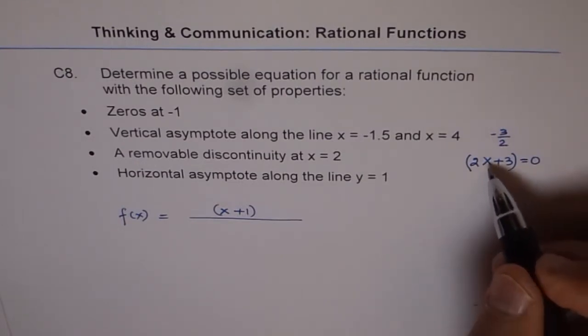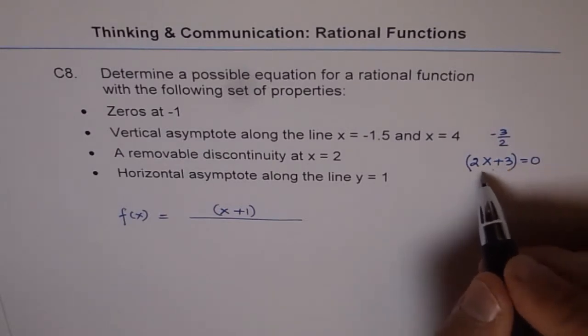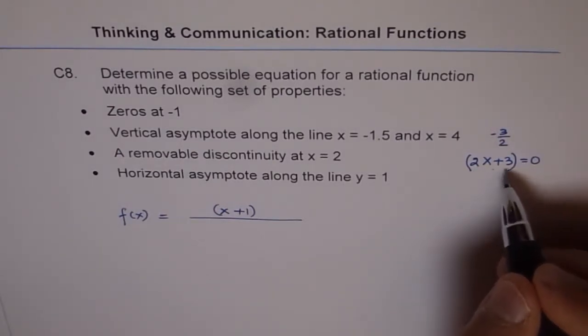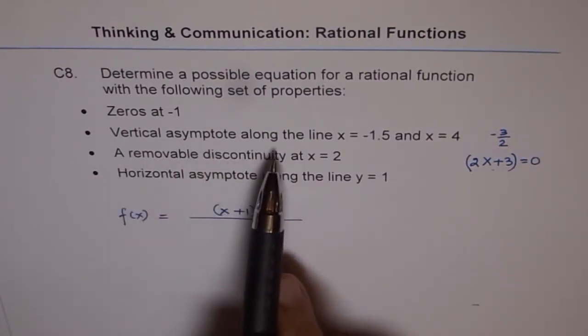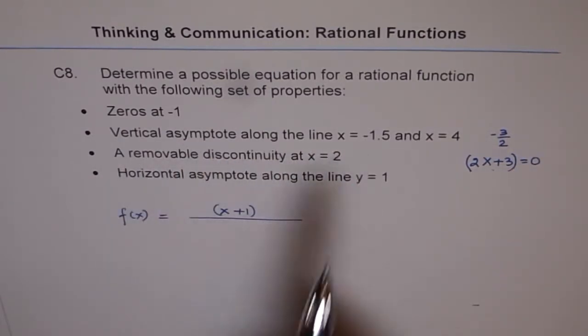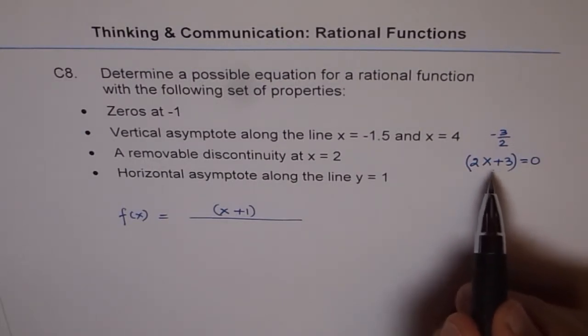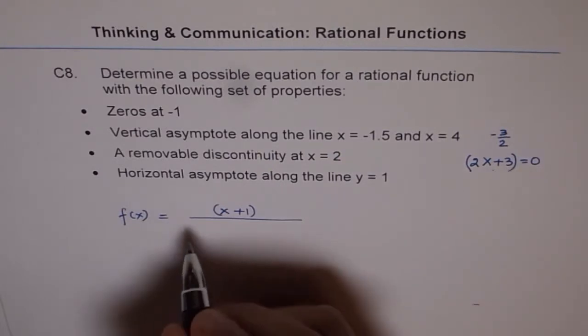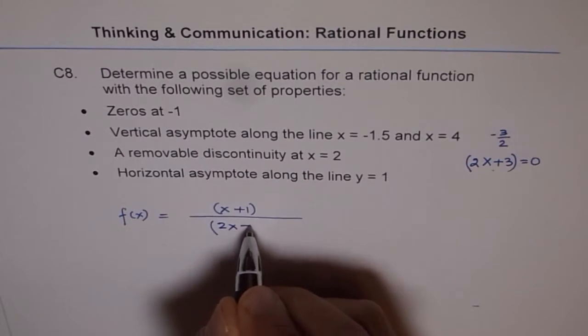Well, one can write x plus 1.5 also. Okay, let me write it as 2x plus 3. I'll tell you the advantage of this. Vertical asymptote along the line x equals -1.5. So I'll write 2x plus 3 and I will not write x plus 1.5. Okay, I'll give you the reason. Now here we have this factor 2x plus 3.